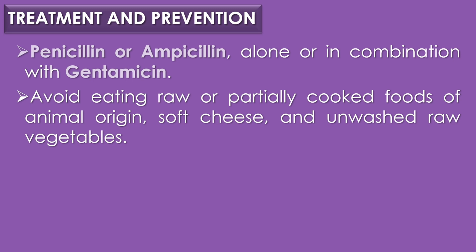Finally, treatment and prevention of Listeria monocytogenes infection. The treatment of choice for severe disease is penicillin or ampicillin alone or in combination with gentamicin. People at high risk should avoid eating raw or partially cooked foods of animal origin, soft cheese and unwashed raw vegetables.